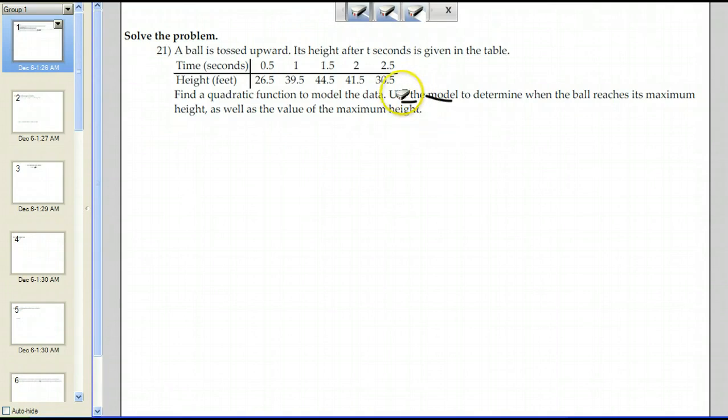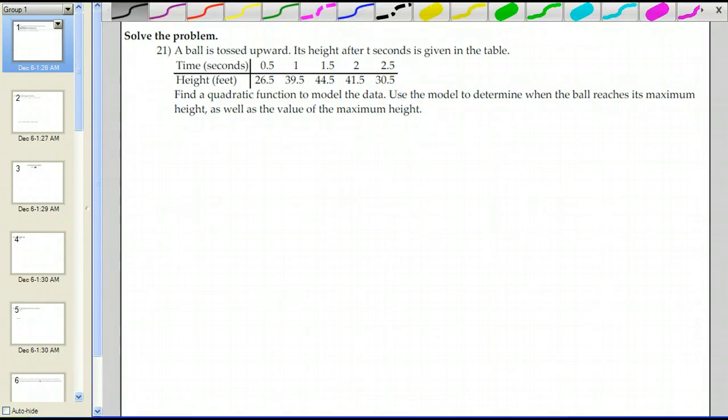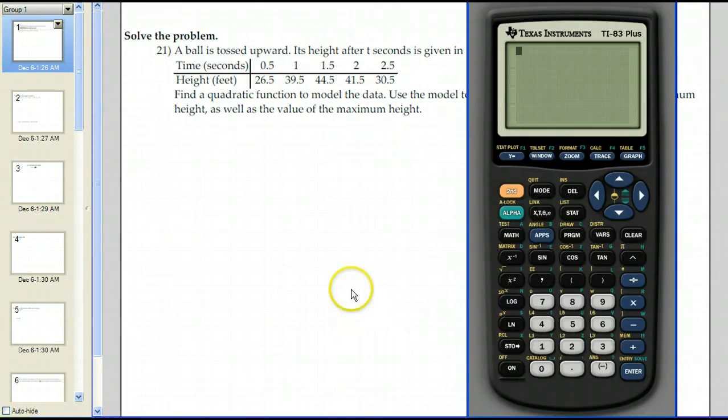Alright, this is part 2 of your review, starting with 21 going through 40. So this one we're going to do a quadratic function to model the data. So we're doing regression again like we did a couple times on the last problem. And I've already got the data put in here under my editor. So there's the time values, a half, 1, 1.5, 2, 2.5, and then the heights.